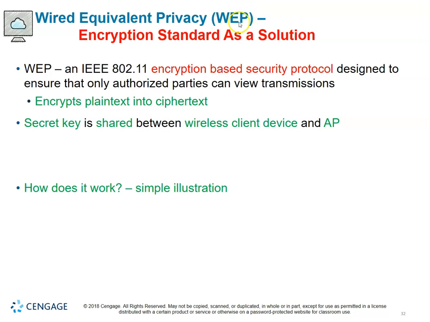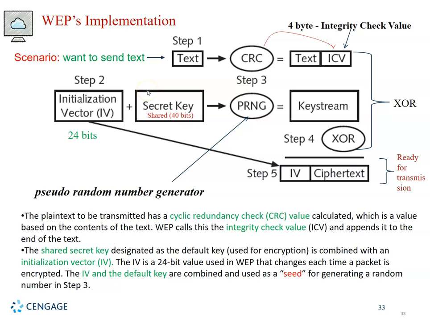So WEP stands for wired equivalent privacy. And it is an encryption-based security protocol designed to ensure that only authorized parties can view transmissions. So it uses a secret key that's shared between a wireless client device and the AP. So here's a busy slide that shows how WEP is implemented. So here are the 5 steps, step 1, 2, 3, 4, 5. And you can see that there's a secret key in this part here.